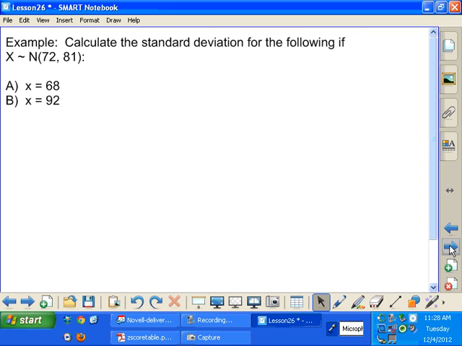So our first example, and I've got a typo here. I want to calculate, not standard deviation, I want to calculate the z-scores. Okay, so if you can change that to z-scores. So we want to calculate the z-scores for the following if our data x is normally distributed with a mean of 72. Now be careful, that 81 is not written in the right form. If you look back on the previous slide, it needs to be in this form. So we need to rewrite it.